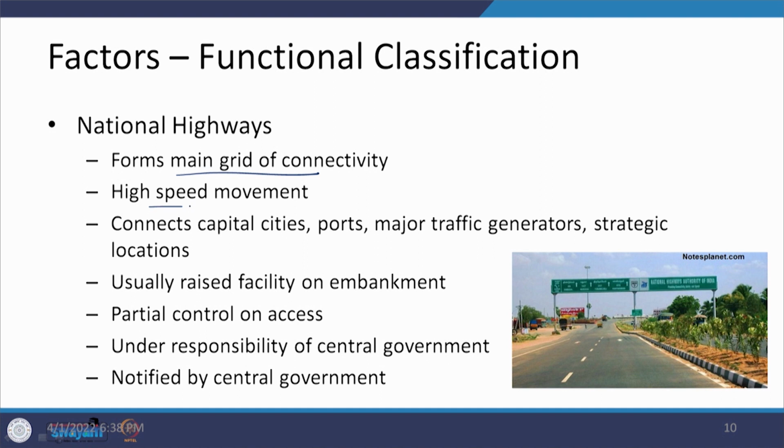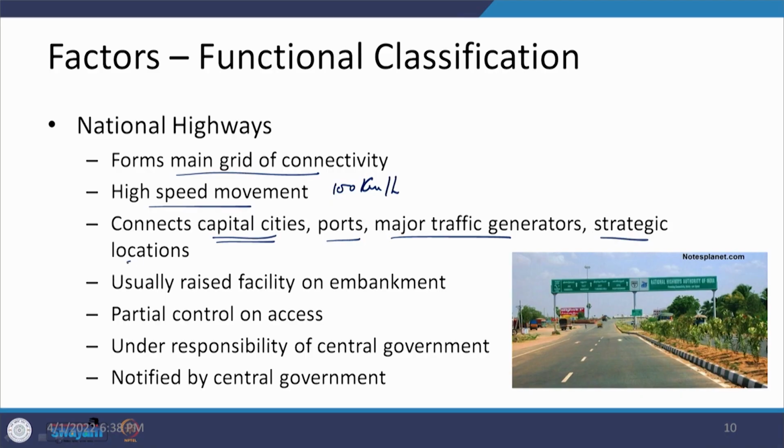Here also the speeds are going to be high, but up to 100 kilometers per hour. These are expected to connect the capital cities of the states with each other. They are also expected to connect the ports and the major traffic generators, because traffic is moving from or to those areas depending on the commodities coming at that location, which need to be taken to different parts of the country where they are consumed. Or we connect strategic locations, looking at the strategic requirements of the country in terms of the border areas.